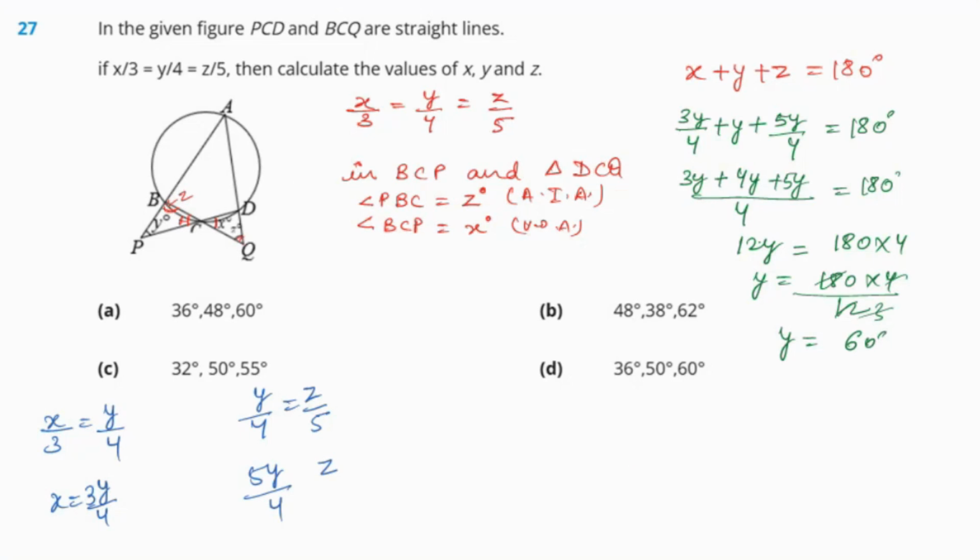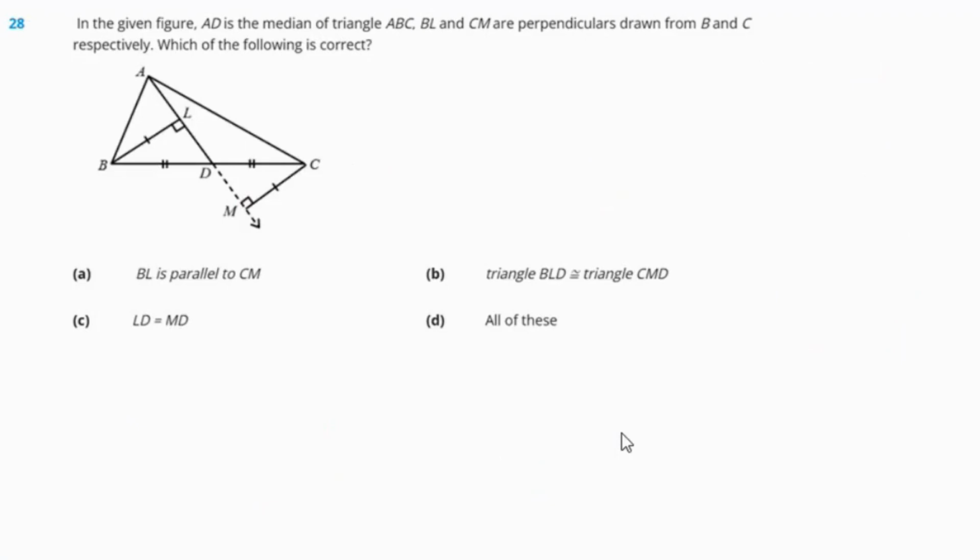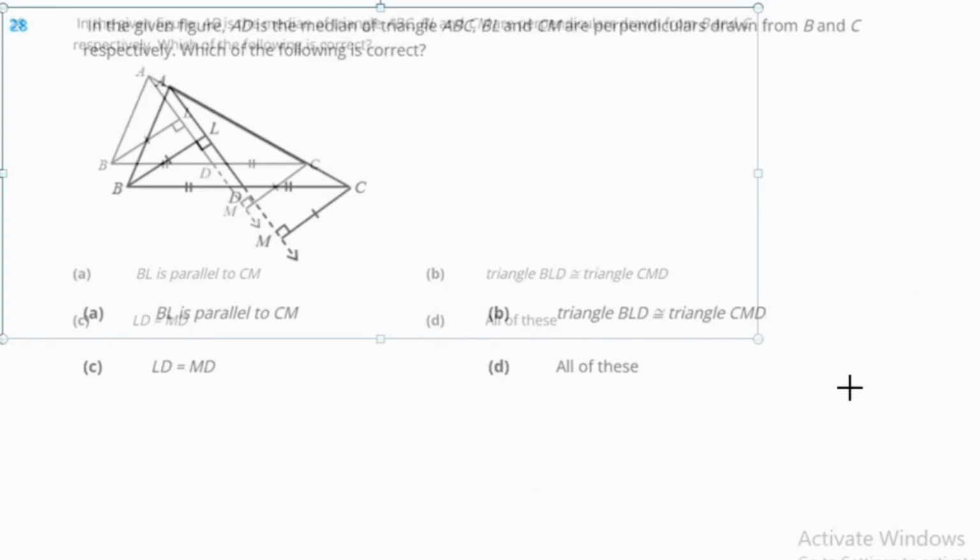So the value of y needs to be 60 degree. If the value of y is 60 degree, then the value of x needs to be 3 times 60 by 4. We are going to get 45. And the value of z, we will be getting 5 times 60 by 4, which is 75. Okay, so these need to be our correct answers. Now the next question.